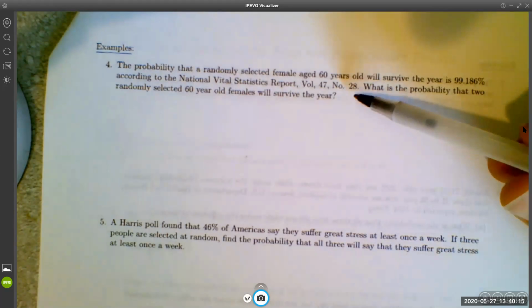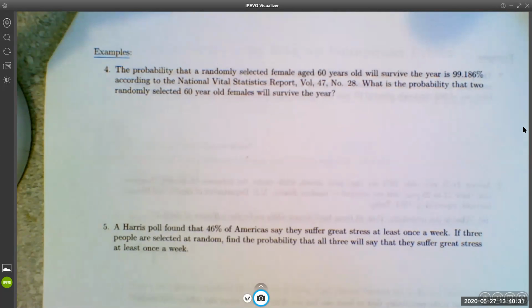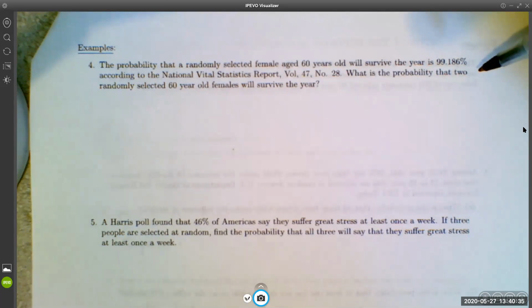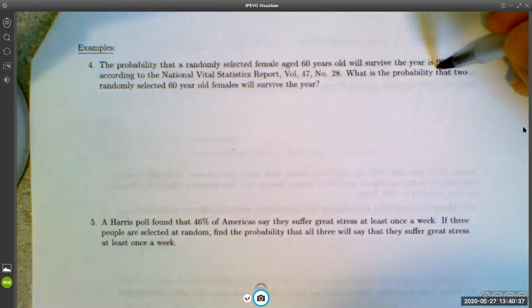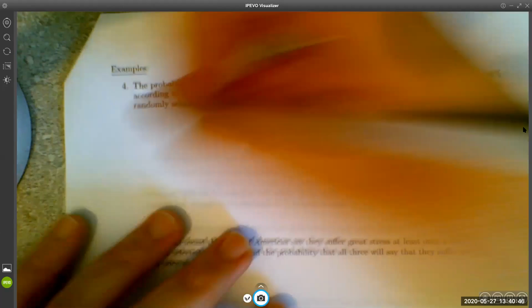Here's another really morbid one, right? So it says the probability that a randomly selected female aged 60 years old will survive the year is 99.186%. What's the probability that 2 randomly selected 60-year-old females will survive the year? Well, listen, my mom is 63 years old, and your life expectancy doesn't improve as you get older, right? But this is good news, right? So almost all of these 60-year-old women are going to survive the year. But the question is, if you get 2 of them, now what's the probability they both survive the year?